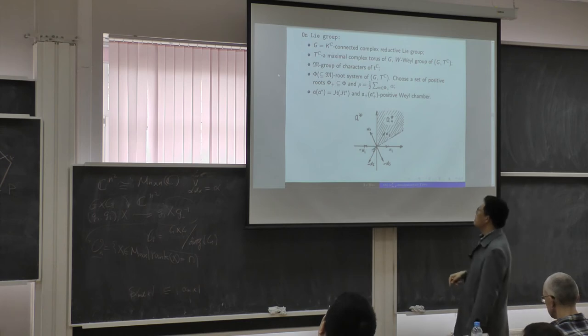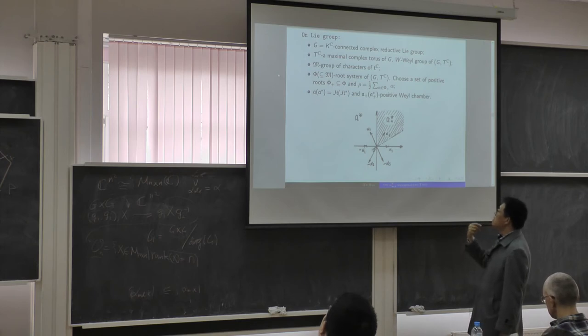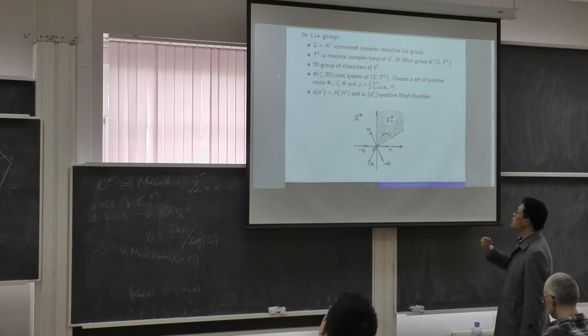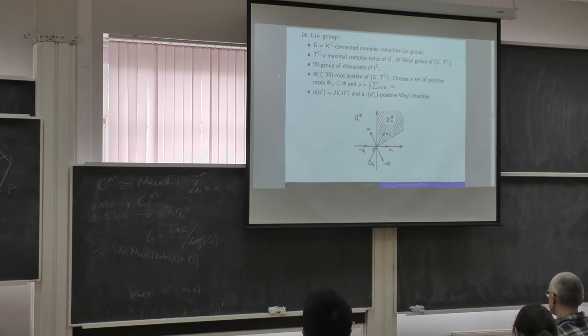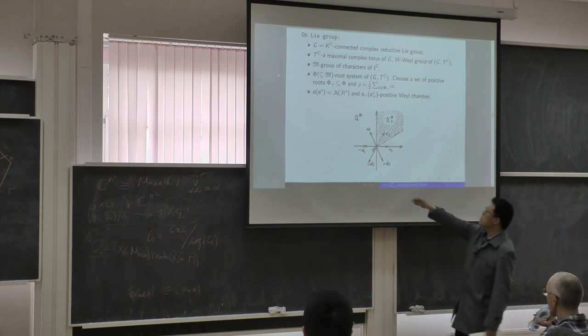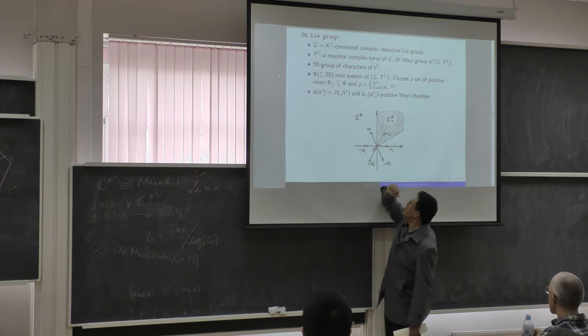And then we have a Weyl chamber. That is, non-negative when taking the inner product with any positive roots. So in the picture, the dashed area is the Weyl chamber, the positive Weyl chamber I fixed, and these are the roots. The three are the positive ones.